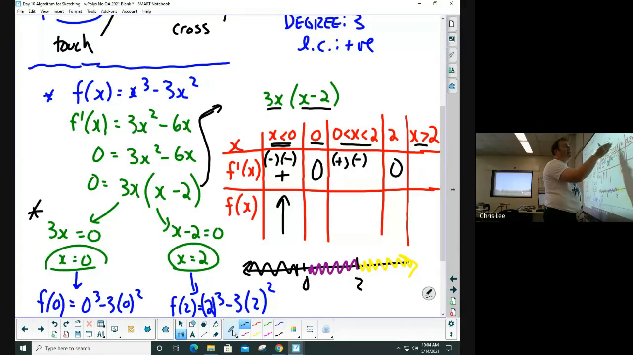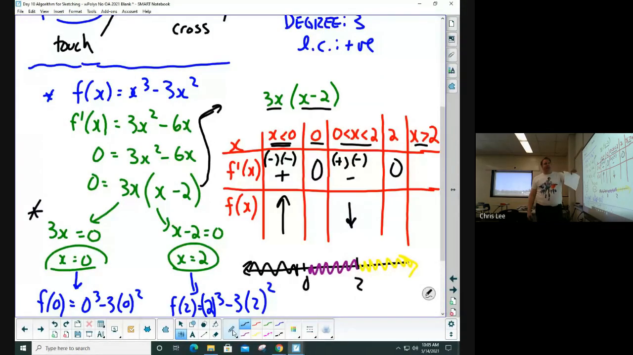And notice any number in between there, even if you chose like 1.9, when you subtract 2, it's going to be negative. So anywhere in there is going to be negative. You might as well pick an easy one. So this will be a positive times a negative, which is going to be negative, which means the graph is going to go down.